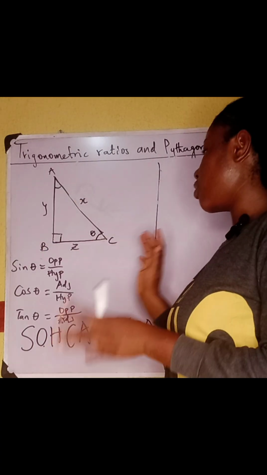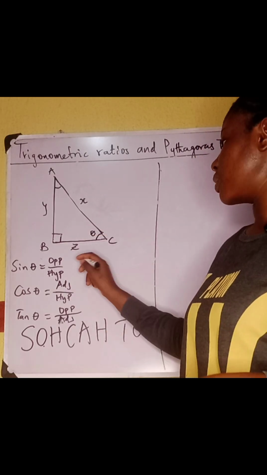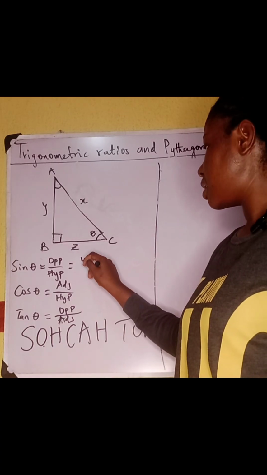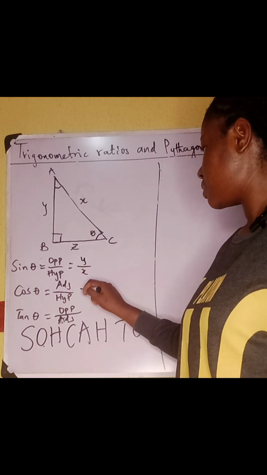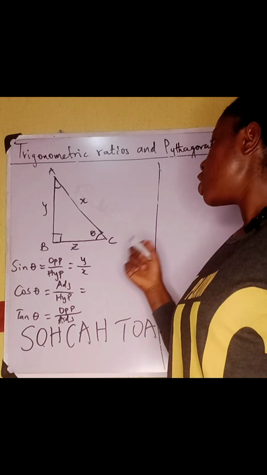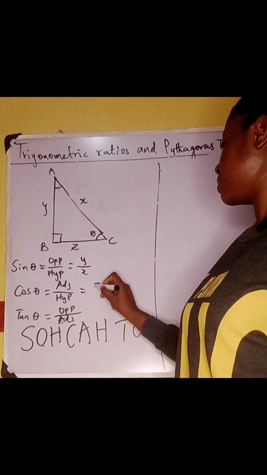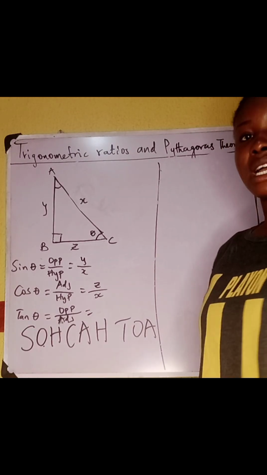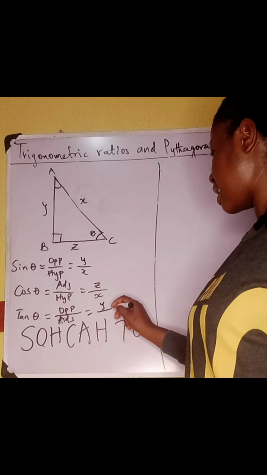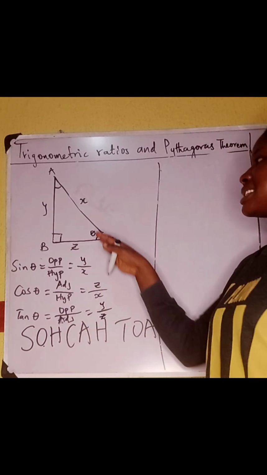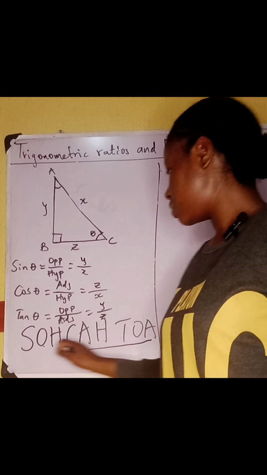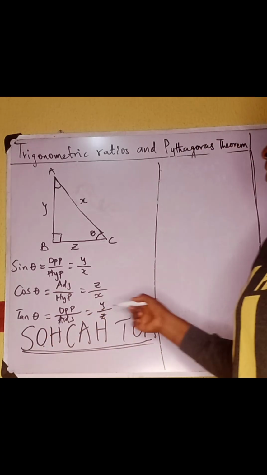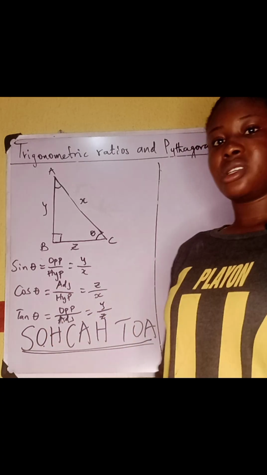Now please remember this. If you are considering this angle, sine theta, which is opposite over hypotenuse, will now be what is the opposite? Y, and our hypotenuse S. In this case, we have adjacent over hypotenuse. So what's the adjacent? Z, hypotenuse S. Then tan is opposite over adjacent. So where is the opposite? Y. And adjacent Z. So this is how to get the trigonometric ratios using SOHCAHTOA. Remember, SOHCAHTOA is what guides us to get our trigonometric ratios.